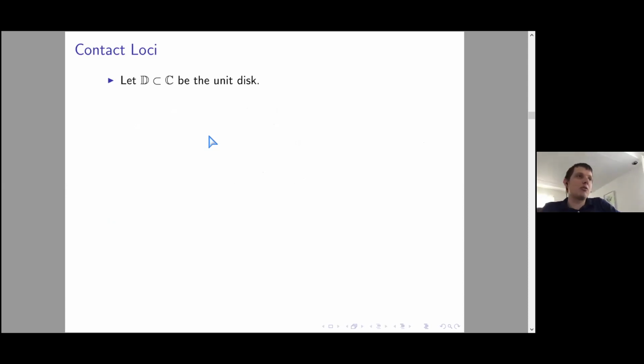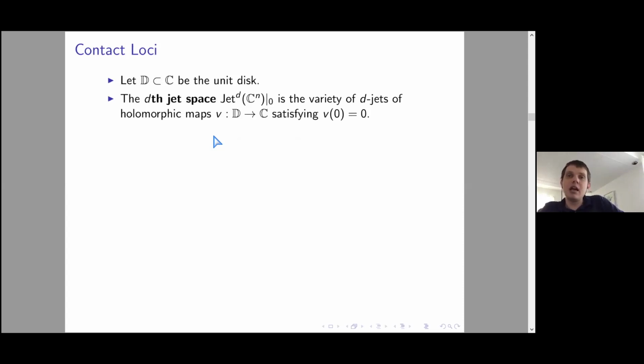Okay, so now let's talk about arc spaces. But as I said, I'm not going to consider the entire arc space. I'm just going to consider jets, the spaces that algebraic geometers call contact loci. So let's start with the unit disk in C, which will always be denoted by D. And then I can define the dth jet space. I'm going to write that as jet d Cn at 0. And this is the variety of d jets of holomorphic maps passing through 0.